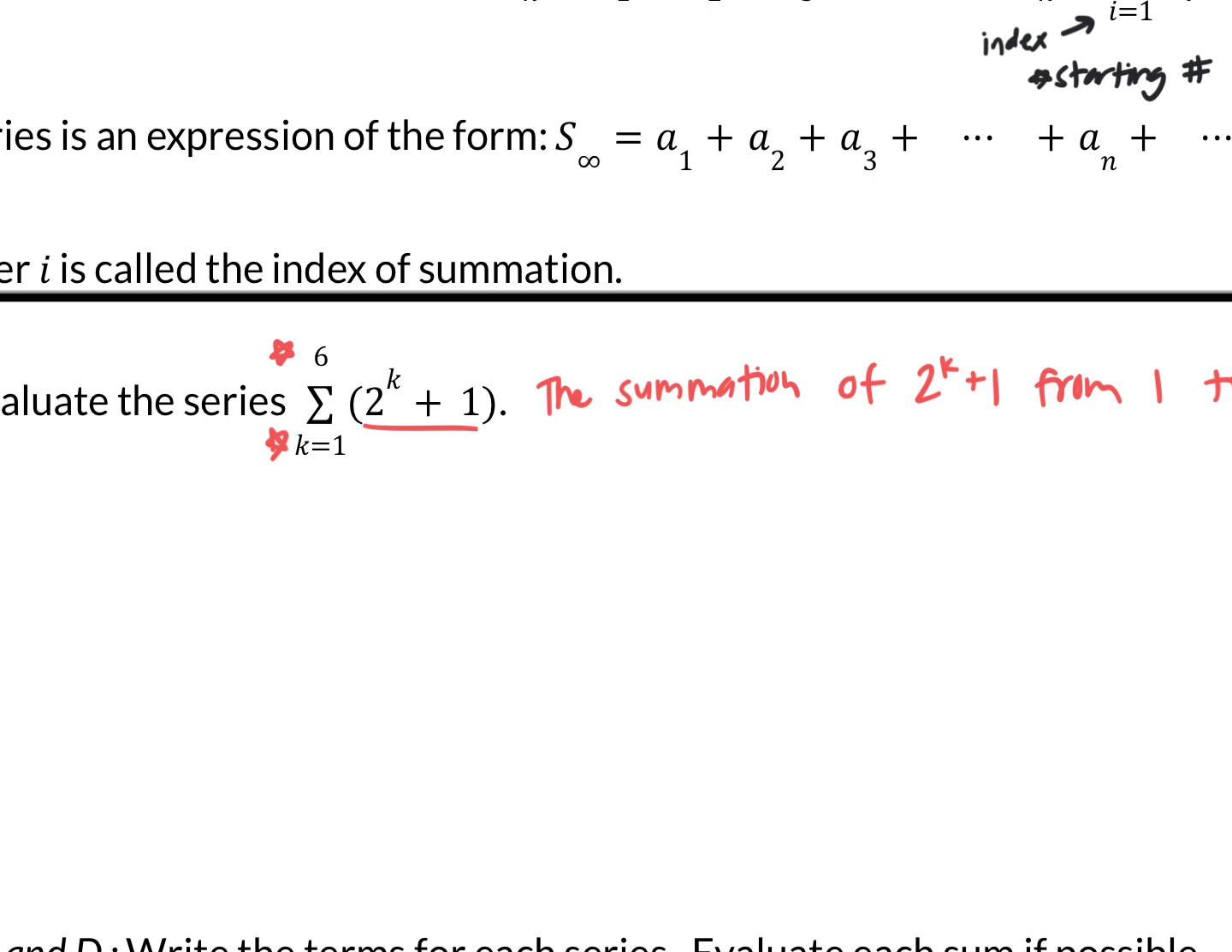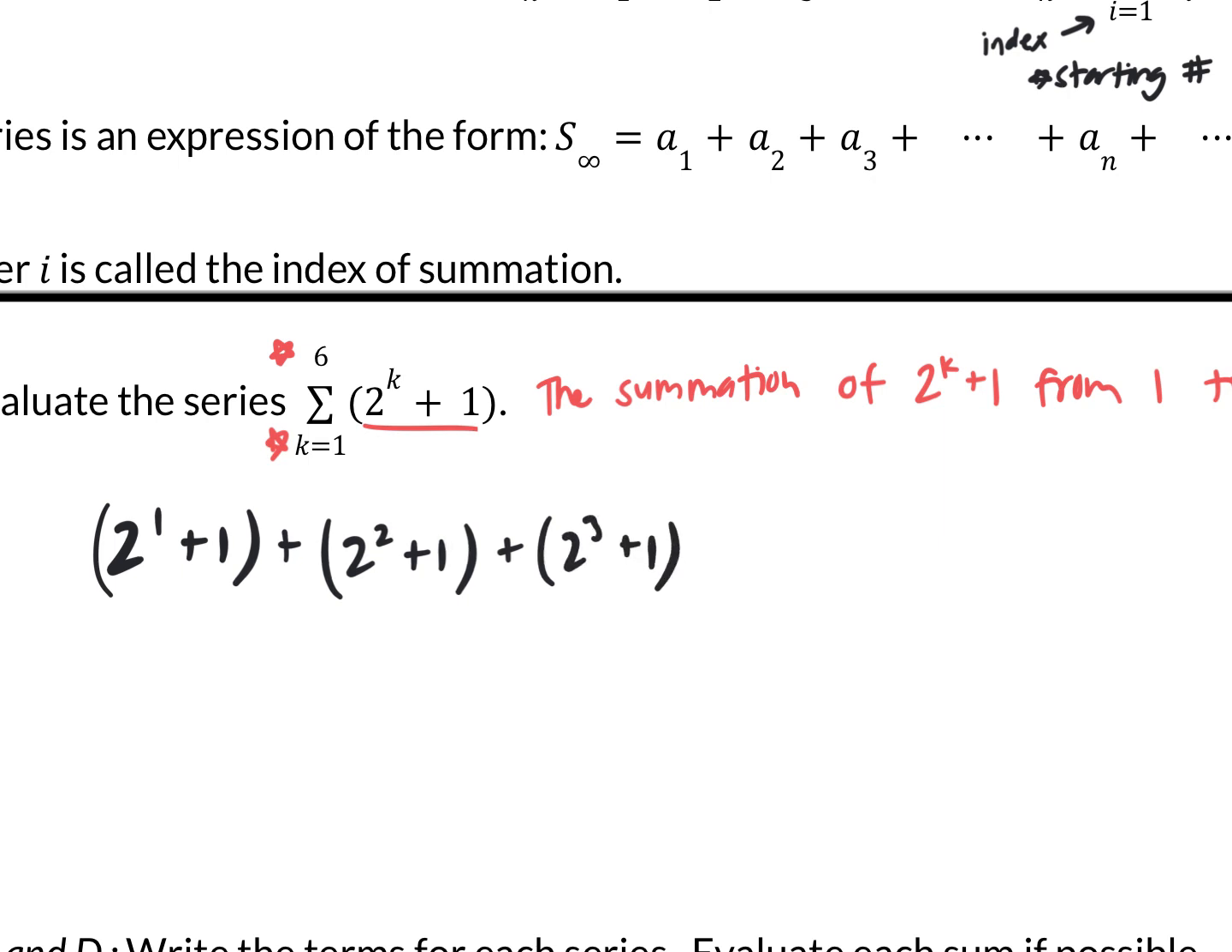So my first term is 2 to the 1 plus 1. I'm going to add that with my second term, which would be 2 squared plus 1. My third term would be 2 cubed plus 1. Fourth term is 2 to the 4th plus 1.